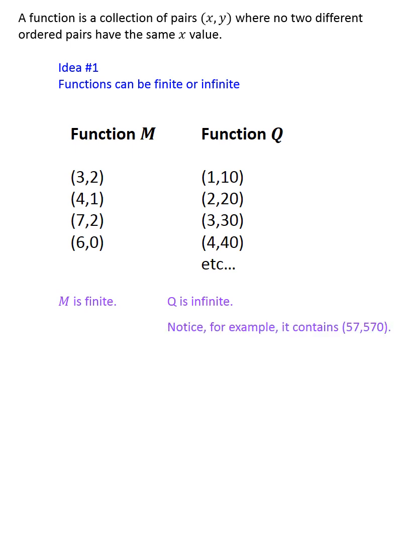Notice, for example, wouldn't the function q contain the point 57, 570? That seems to be implied by the etc., meaning that the pattern continues. And this example should convince you that there are an infinite number of pairs in the function q.